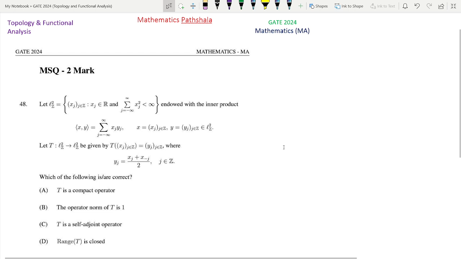Let ℓ²(Z) be the set of all sequences of this type, such that xj belongs to R and the summation j equal to minus infinity to infinity of xj square is less than infinity, endowed with the inner product ⟨x, y⟩ equal to this. So such elements are like this.